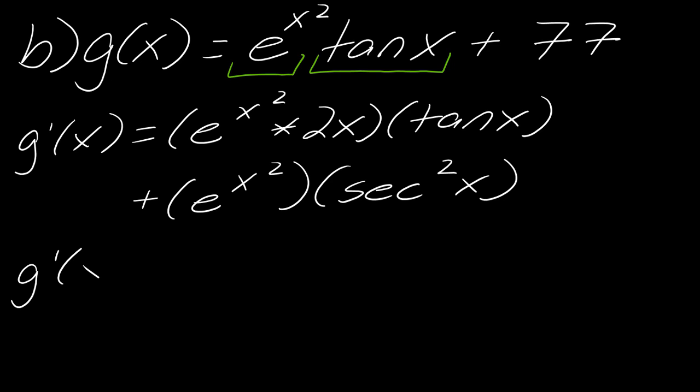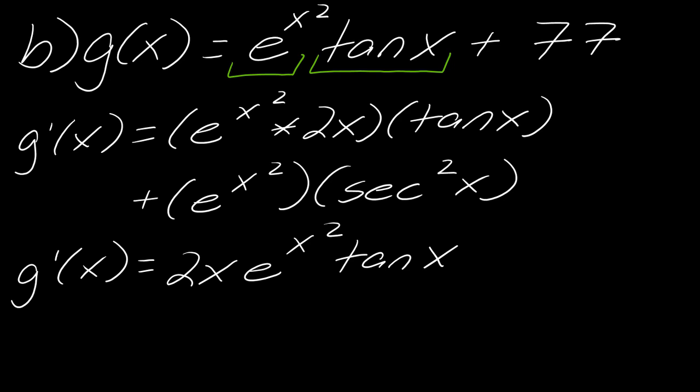And then to make this look nice, there's not a lot of simplification I can do here. So this will be 2x e to the x squared tangent x plus e to the x squared secant squared x. Okay, I got that all in there.